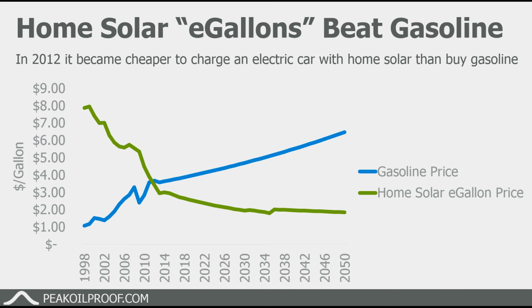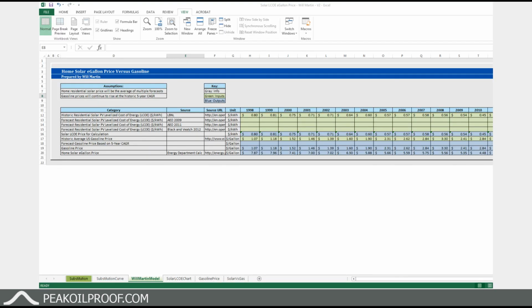And using those assumptions of what the price would be going forward, we see the discrepancy increasing over time as it becomes cheaper and cheaper to drive an electric car that you charge using rooftop solar, and more expensive to drive a gasoline car. So this is my model.